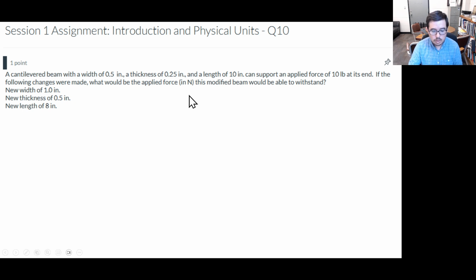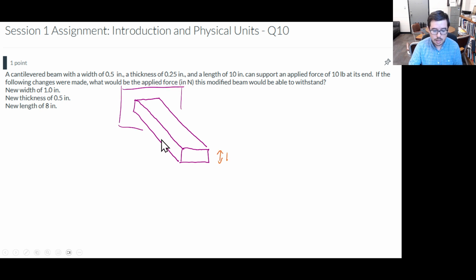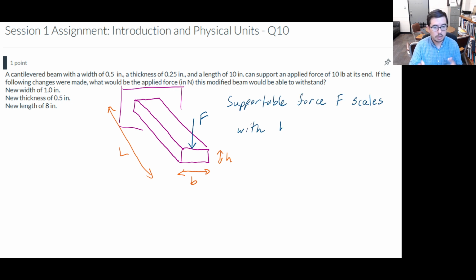Okay? So maybe drawing a little picture here is helpful. This is a beam, it's cantilevered against a wall. This is my poor drawing where you have a force and then you have B, which is what we commonly use to describe the width of a beam. H is what we often use for the thickness of a beam. And L is the length of the beam to the wall. And F is being applied at the end. And using the scaling relationships that are in the slides and that we talked about in class, we have that the supportable force is going to scale with h squared, b, and inversely with the length.